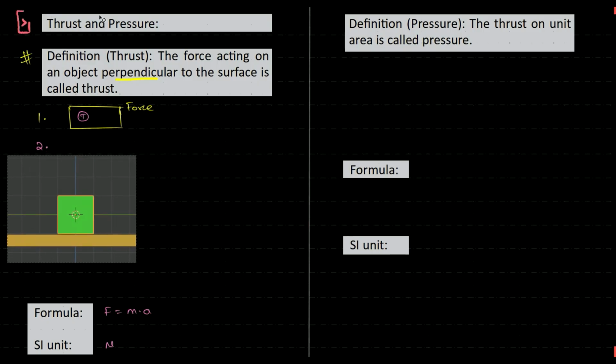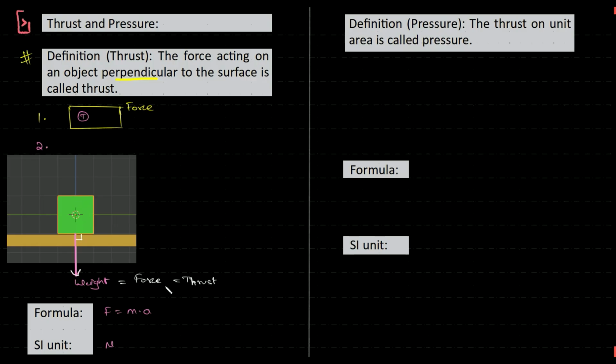Now, we know that this particular object is exerting some kind of force on the table. What is this force? This is nothing but your weight. And if this particular table is leveled properly, it's horizontal to the ground, by default, remember, this will be 90 degrees, is it not? The weight will be perpendicular to the surface of the table. So this weight, which is a force, is called a thrust.